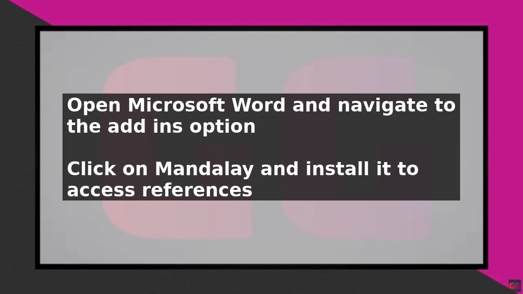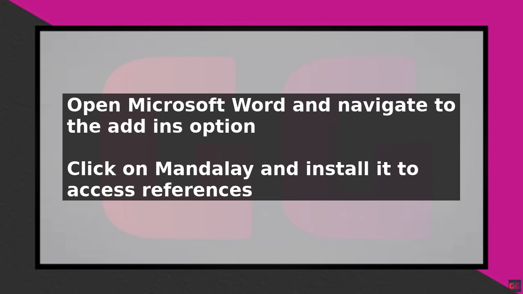To link Mendeley Reference Manager and Microsoft Word, there are two methods. The first method is to open Microsoft Word and navigate to the top right corner of the home banner, where you'll find the Add-ins option. Click on this and look for Mendeley. Then click to install it.